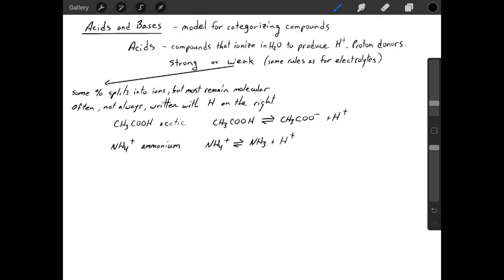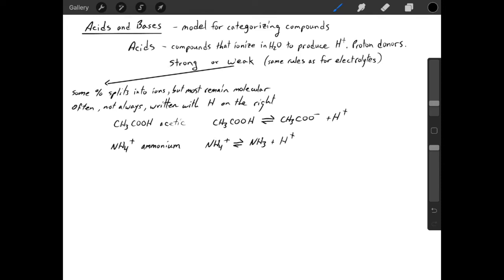So you can see in the case of weak acids that we still have the compounds dissociating to form the hydrogen ion and some other component. But in this case, our reaction arrows are the equilibrium arrow, implying that only some percentage splits up into ions. And in the case of the ammonium ion, it's worth noting that when the ammonium ion loses its proton, so it dissociates, it produces H plus and NH3, the ammonia molecule. And the hydrogens in ammonia are not acidic at all. Ammonia is actually a fairly strong base.